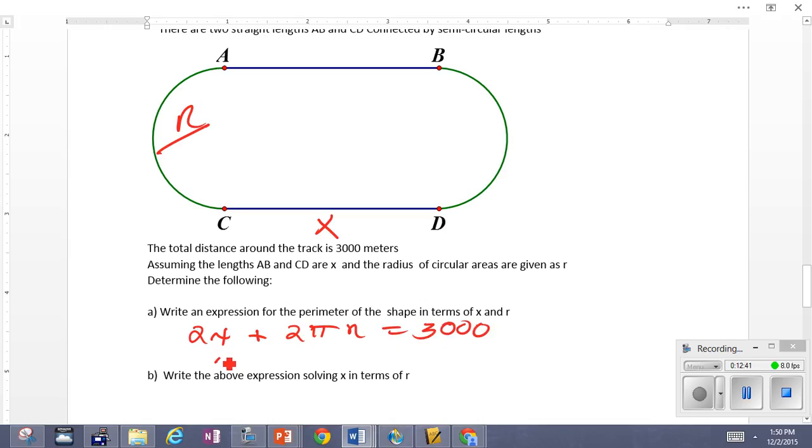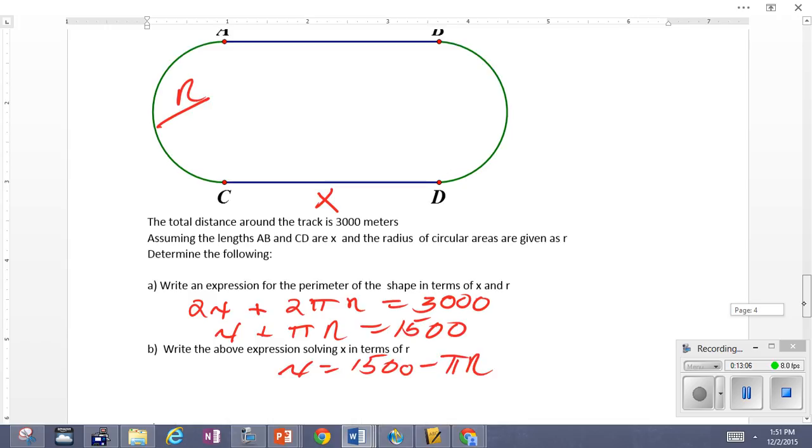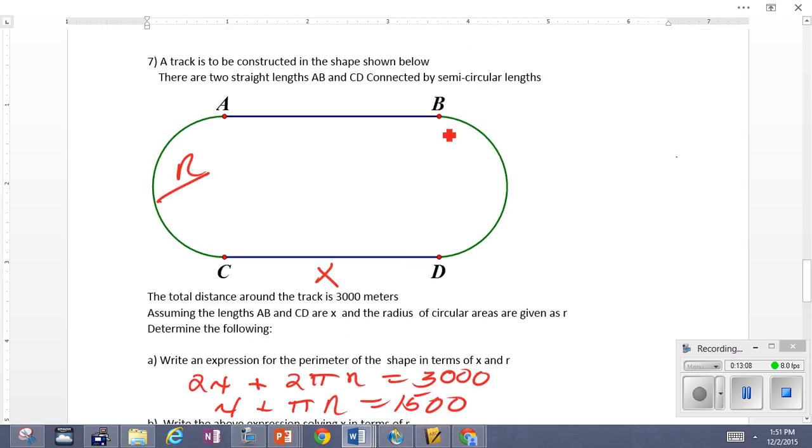I can divide through by 2 and get X plus pi r is equal to 1,500. And from that, write the above expression solving X in terms of r. X is equal to 1,500 minus pi r. Next, we're asked to write a function expressing the area. The area is mainly just a circle plus a rectangle. The dimensions of the rectangle, of course, are x by 2r, and the circle is just pi r squared.